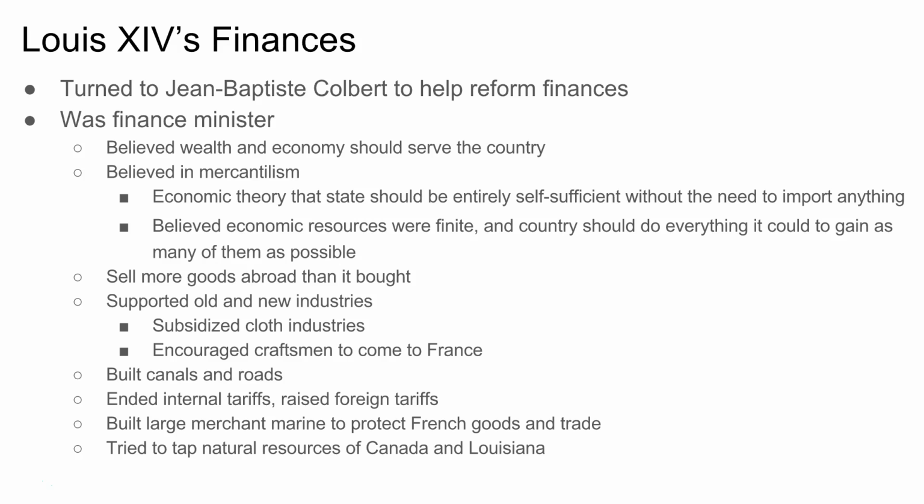So that's Colbert. He is an incredibly influential finance minister, and by doing all of this, he's trying to restructure the French economy and the French revenue source so that the king is on more stable ground.